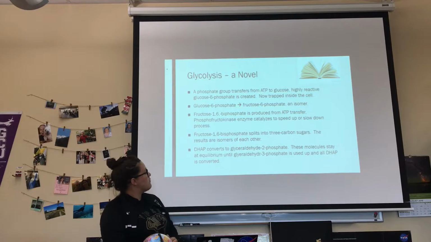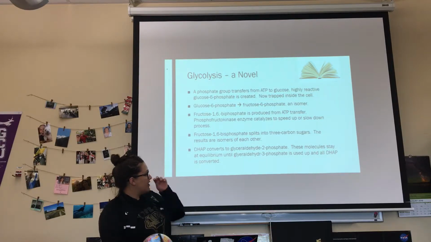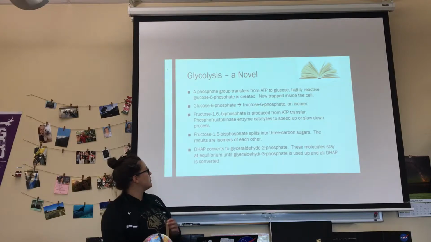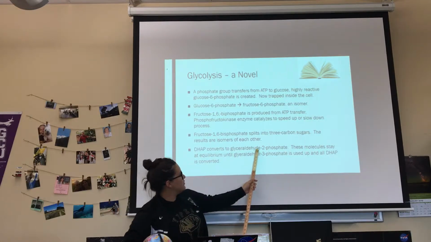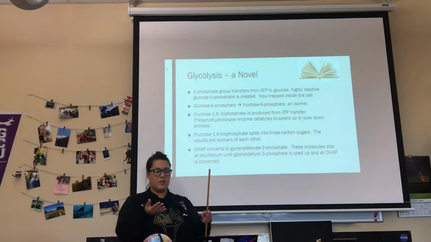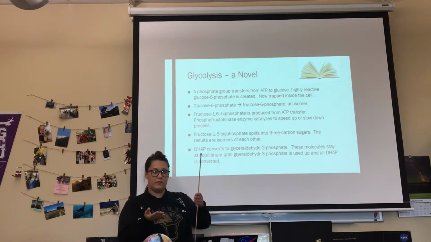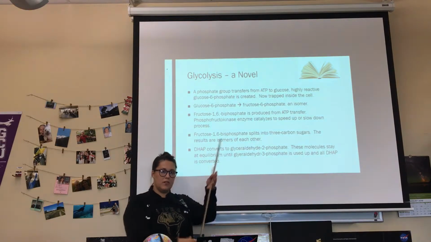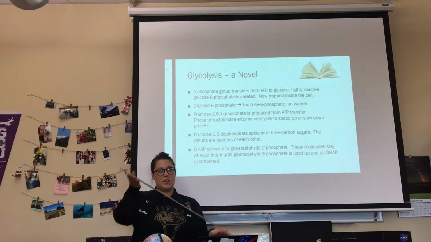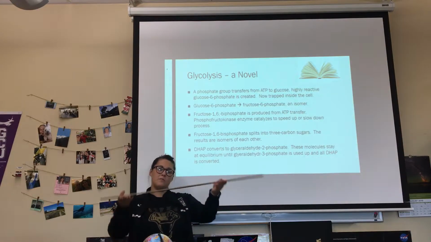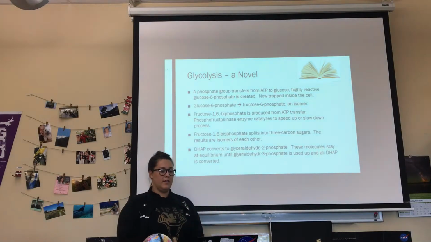DHAP converts glyceraldehyde to phosphate. These molecules then stay at equilibrium until they're used up. So DHAP and glyceraldehyde 3-phosphate are normally at equilibrium, so if one rises, the other will fall a little bit, it catches up. So it's almost like a scale, so instead of being tipped one side and tipped the other, it's more balanced right in the center.